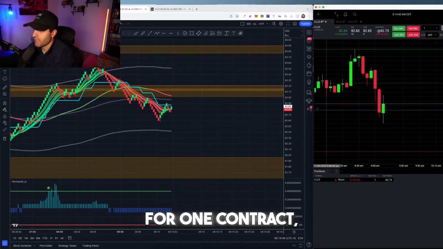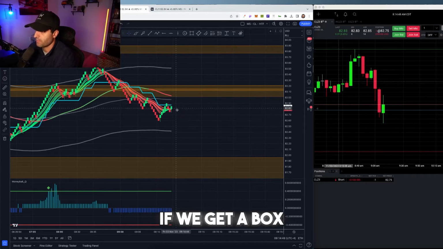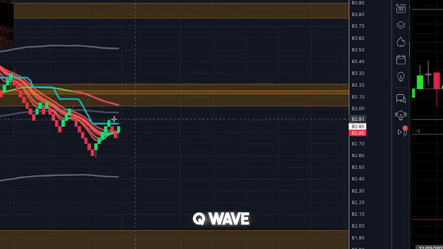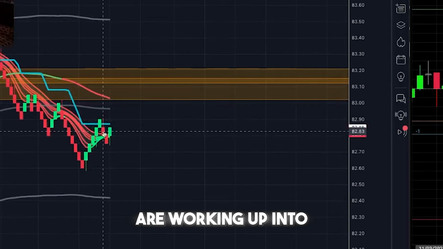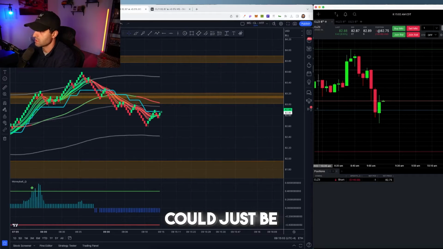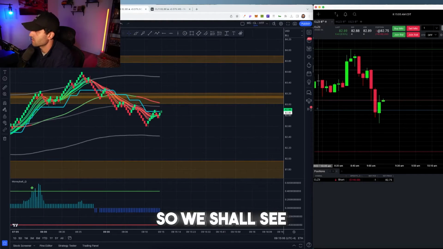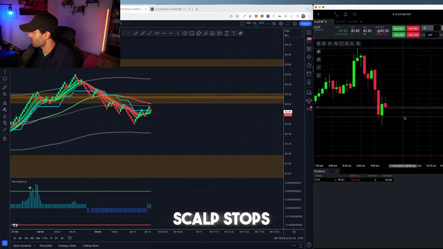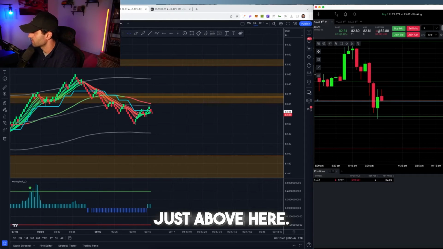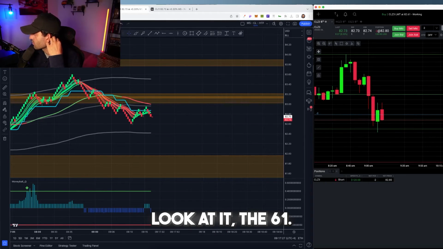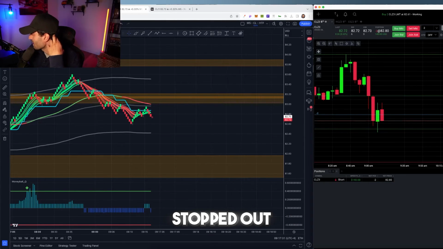Just in here for one contract. Might look to add to it if we get a box print down here again, because basically just playing the same Q wave bounce strategy. And then we are working up into the Q cloud here, but this also could just be a late short trap. So we shall see. Order filled. Look for a quick 20 tick scalp. Stops just above here. If I get to 60, I'll cut it. We'll do 61, and then I don't really want to get stopped out of this thing.